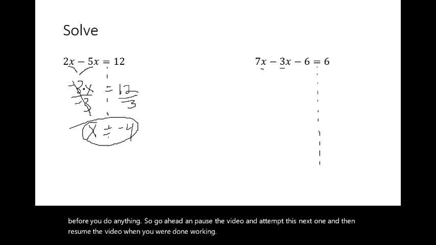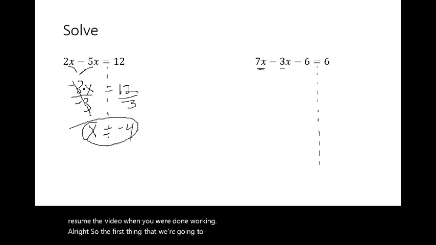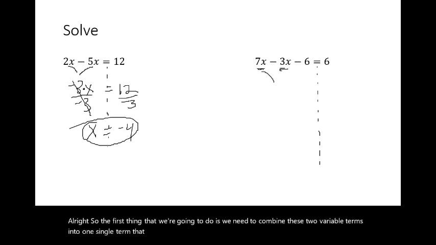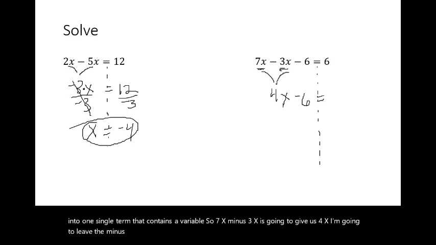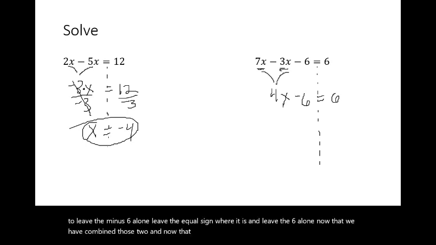All right, so the first thing that we're going to do is combine these two variable terms into one single term that contains a variable. So 7x minus 3x is going to give us 4x. I'm going to leave the minus 6 alone, leave the equal sign where it is, and leave the 6 alone. Now that we have combined those two, and we only have one term with a variable, we're going to start getting that variable by itself.